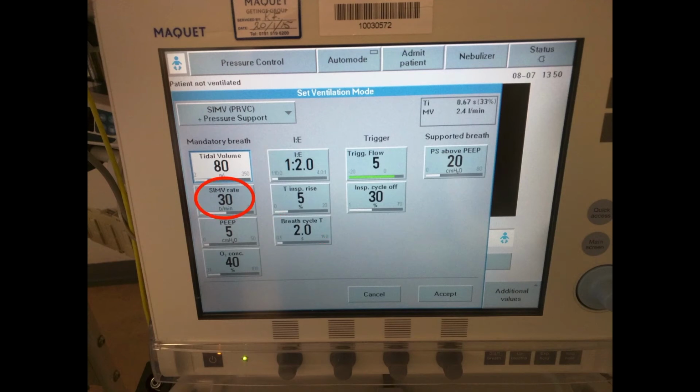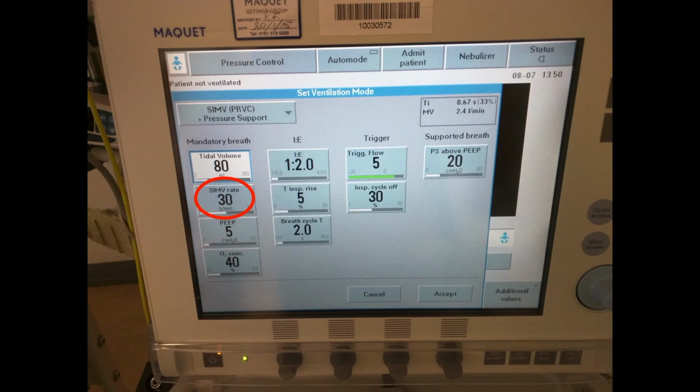Okay, so moving on, the next thing to set is the respiratory rate. As we've said, this is the number of times the tidal volume that you have set will be delivered per minute. And this is what really controls your ventilation. There are a couple of important points to make about this. Your breath cycle time will limit your respiratory rate.